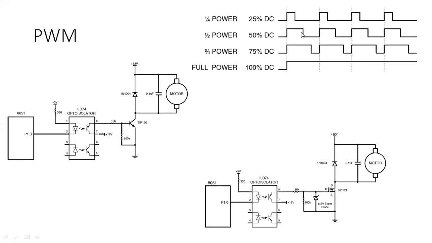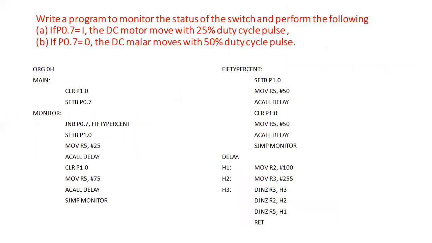Here 25% of the duty cycle means 25% on time, and the remaining 75% will be off time. Here 50% of the duty cycle is 50% on time and 50% off time. Similarly for 75%, and for 100% the entire duration will be on time. We'll see the program and we'll simulate this also.